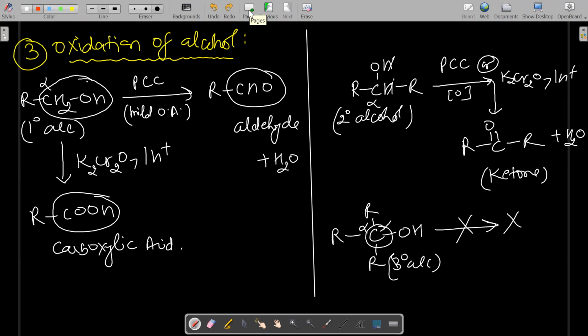Should I go ahead? Primary alcohols form what? Aldehyde with mild oxidizing agent and acid in the presence of strong oxidizing agent. Secondary alcohol always forms ketones, and ketones are not easily oxidized. Tertiary alcohols do not oxidize at all, whether you take PCC or K2Cr2O7 or KMnO4, because there is absence of alpha hydrogen, right? Is it clear, children? Yes, ma'am. Have you written all of you? Yes, ma'am. Okay. So I'm going to the next topic, the next property.